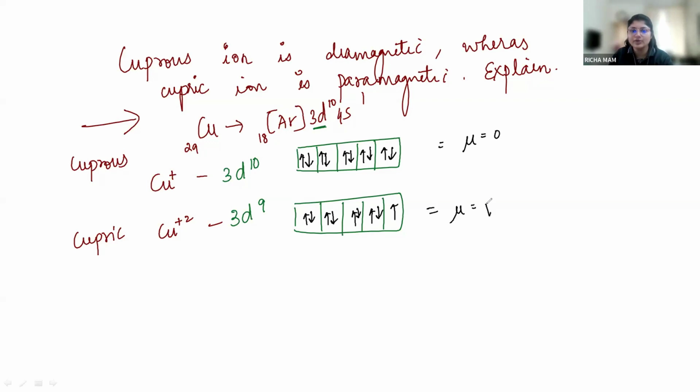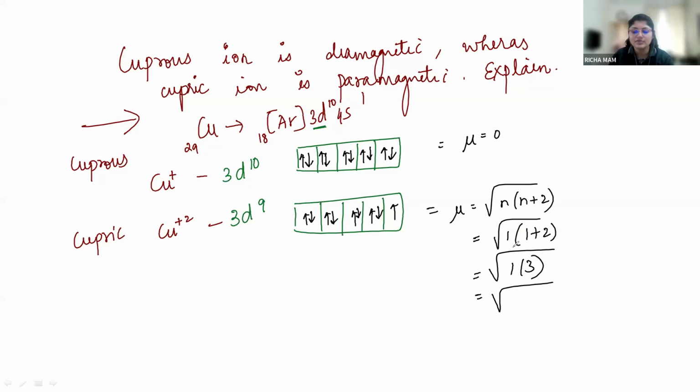For cupric, mu will be equal to square root of n into n plus 2. So n is equal to 1, so 1 into 1 plus 2, so it will be 3. So the square root of 3 is how much? Take the square root of 3. The square root of 3 is 1.73 Bohr magneton.